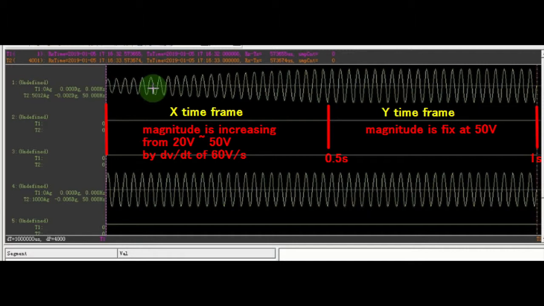Our test time is of 1 second. Hence, the 50 volt constant signal is generated for the next 0.5 seconds. This is clearly visible in frame Y.